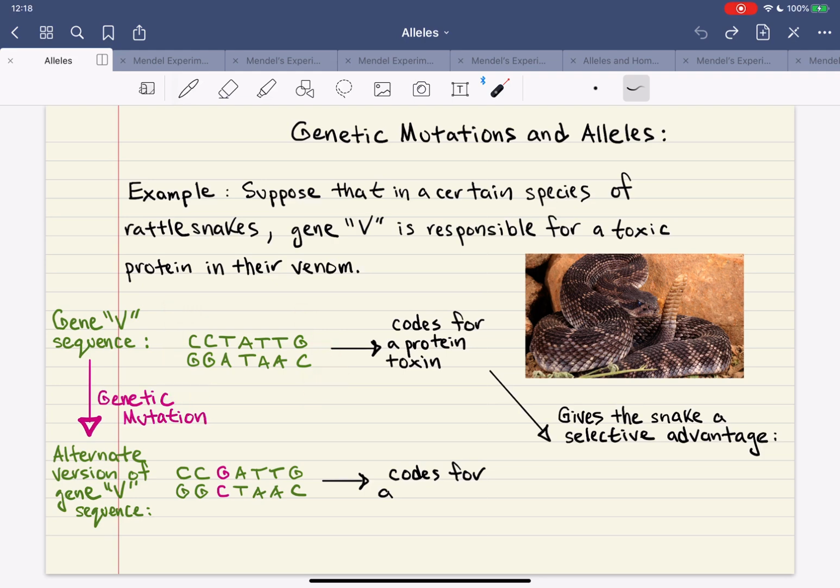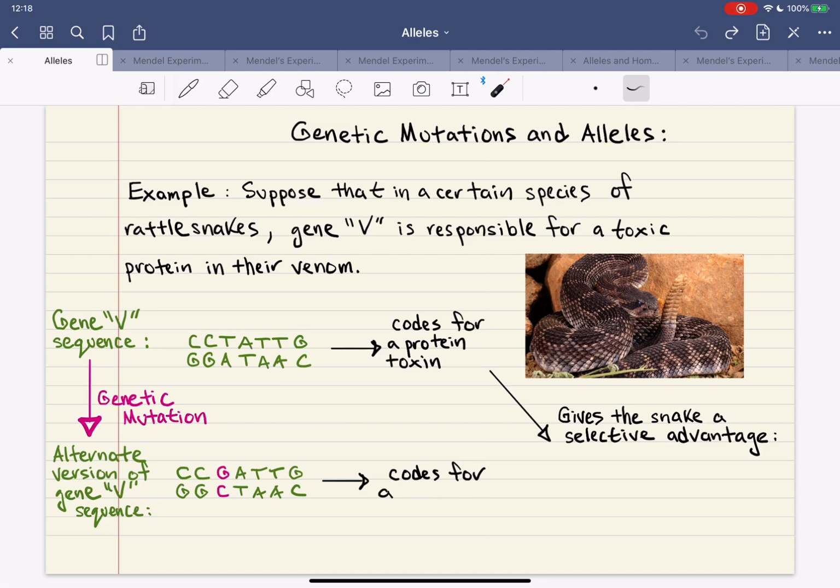Okay, it works because the venom is going to allow the rattlesnake to poison its prey, make it easier to eat their prey, more food, better survival, better success. So this is the wild type, it works. It's a good toxic protein. It's doing its job for the rattlesnake.